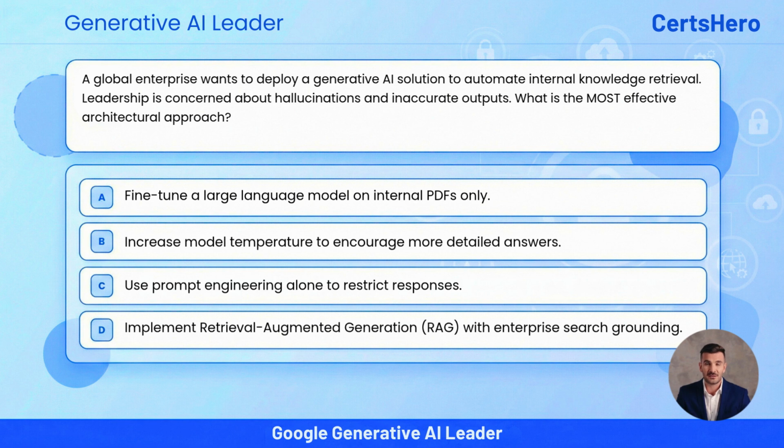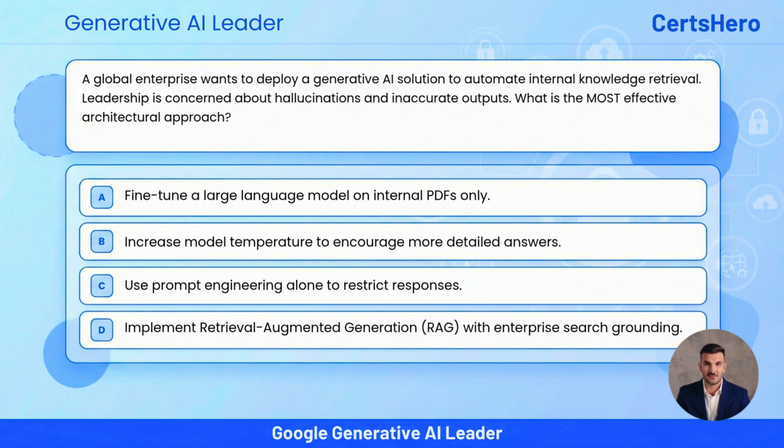Question number 1. A global enterprise wants to deploy a generative AI solution to automate internal knowledge retrieval. Leadership is concerned about hallucinations and inaccurate outputs. What is the most effective architectural approach?